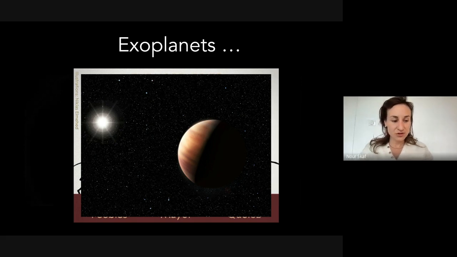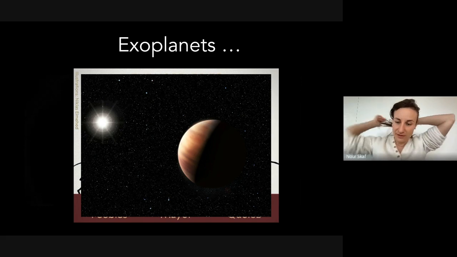And hot Jupiters are actually the easiest planets to detect, mainly because they're just so big and so close. They have a strong gravitational pull on their star, so it's very easy to study them.